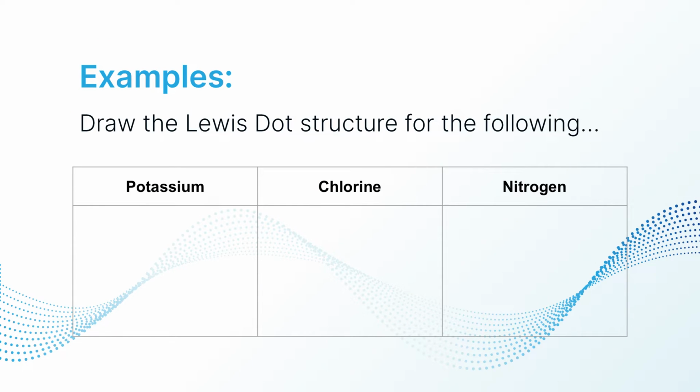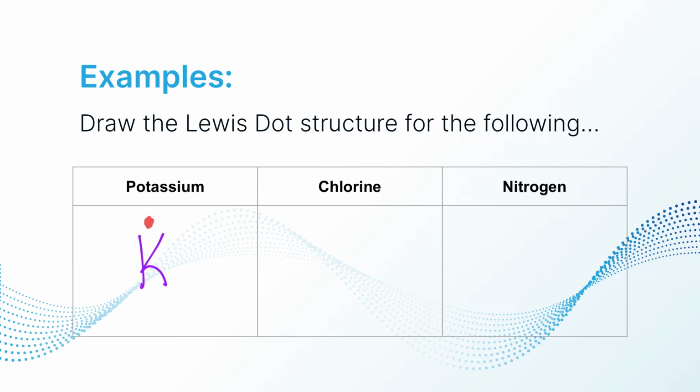Draw the Lewis dot structure for the following atoms: potassium, chlorine, and nitrogen. Potassium's atomic symbol is K. Potassium has 1 valence electron. So I'm going to draw it at the top.